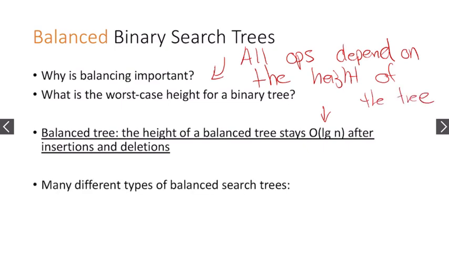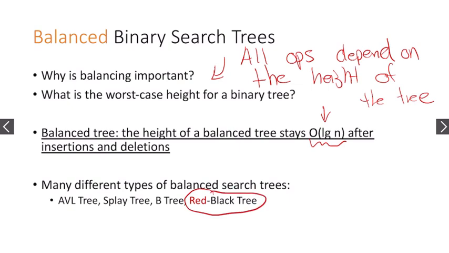All right, and there are a lot of different types of balanced binary search trees, so trees that have a guarantee on the height. So for example, there's AVL trees, splay trees, B trees, and what we're going to talk about next class period are red-black trees. Or, sorry, next set of videos.